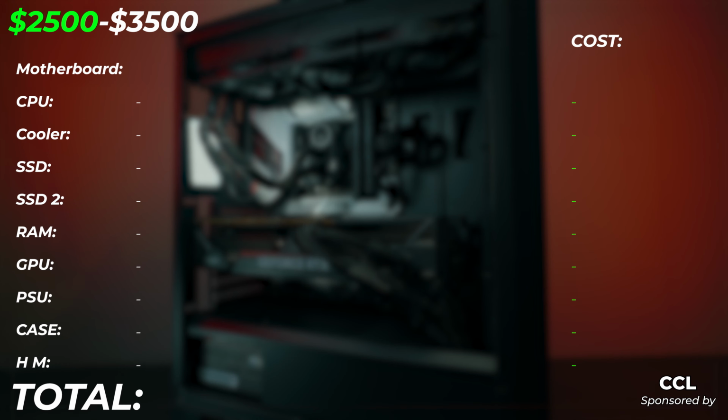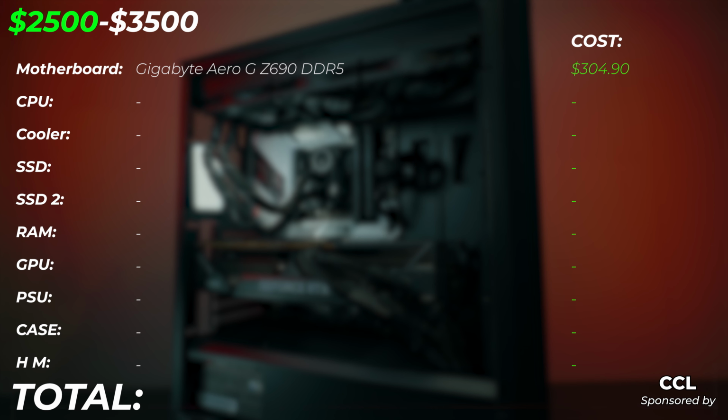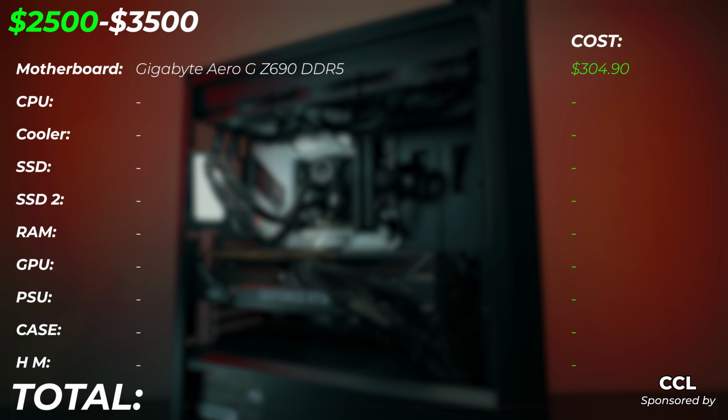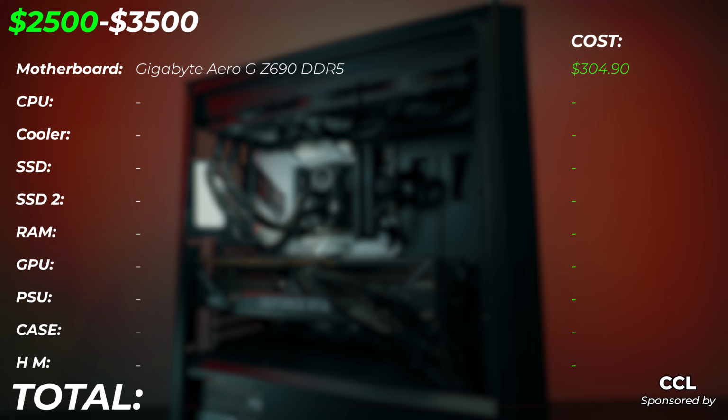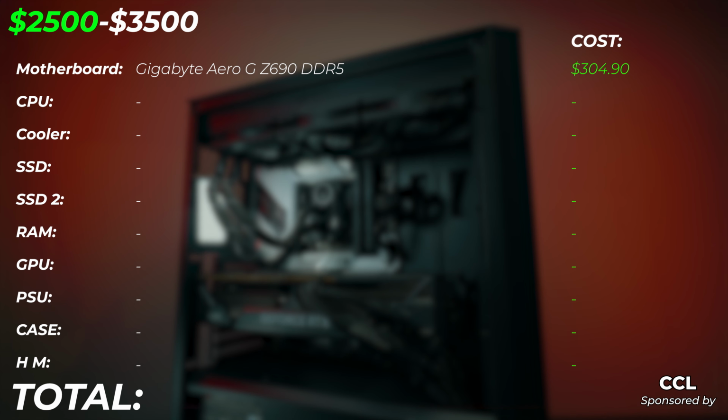Now then, the PC parts. For $2,500, you're gonna get an insane PC. We'll start with the motherboard. And this time we're going with the Gigabyte Aero G Z690 DDR5, okay? There's a DDR4 version and a DDR5 version. This time we're going with the DDR5. It's gonna set you back around $304.